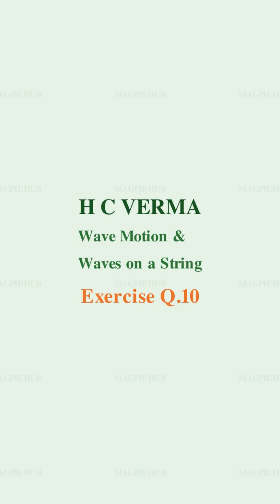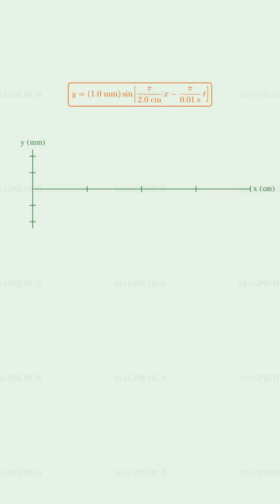H.C. Verma, Wave Motion and Waves on a String, Question 10. Here is the setup. The displacement of a string is given by y equals 1.0 mm times sine of pi over 2 centimeters times x minus pi over 0.01 seconds times t. This is a sinusoidal wave traveling in the positive x direction.